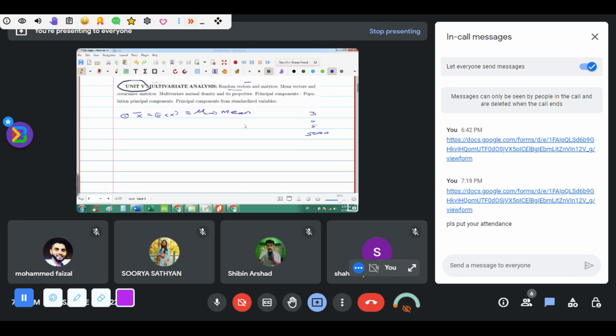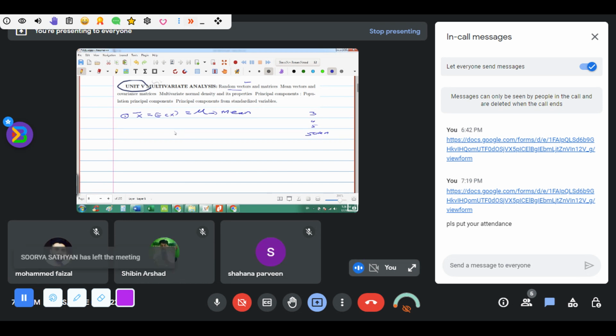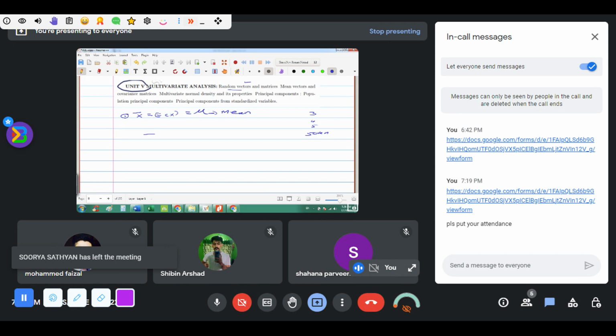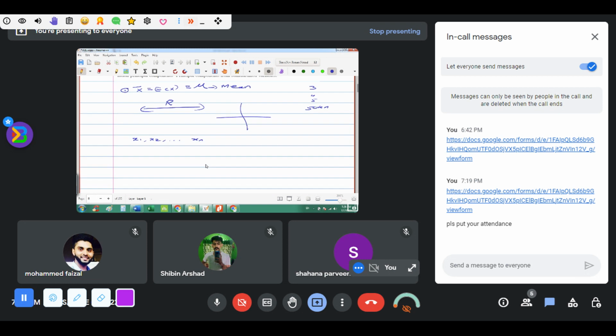A vector is more than one dimensional. One dimensional means a scalar, a real number, which you already know. A vector is two dimensional or more than one dimensional. Therefore the vector concept is not for a single x. There are many variables, x1, x2 up to xn. Therefore a collection of data is involved.